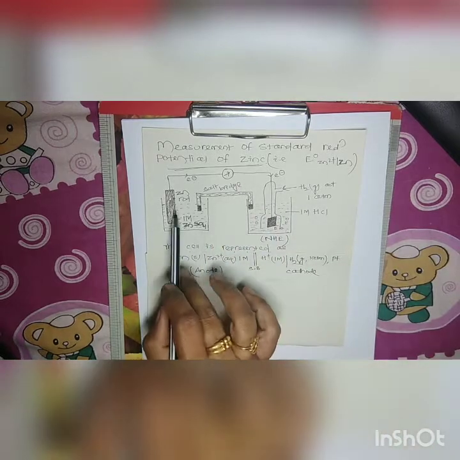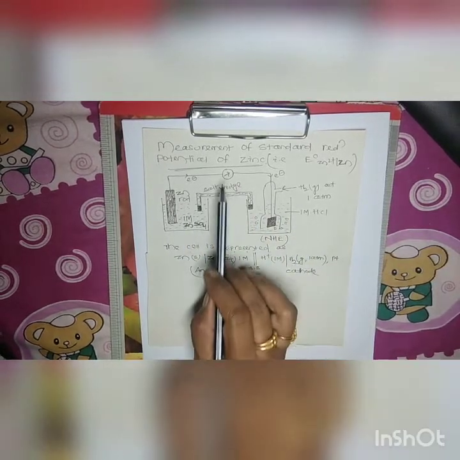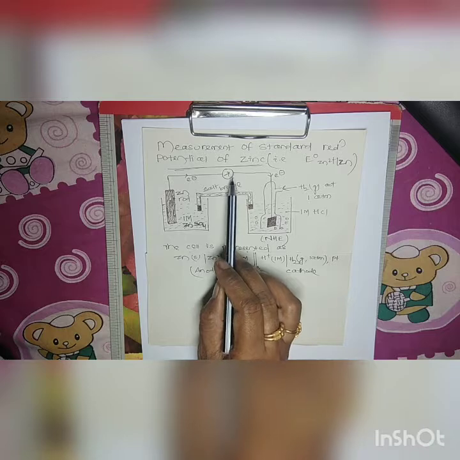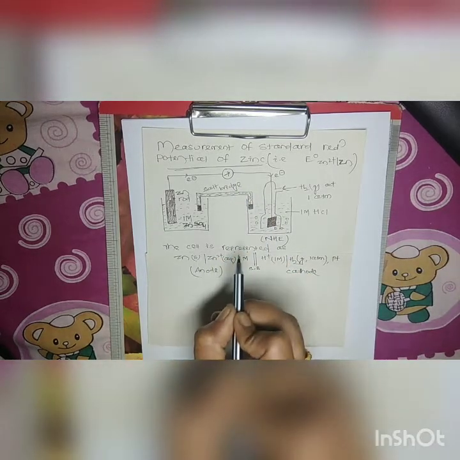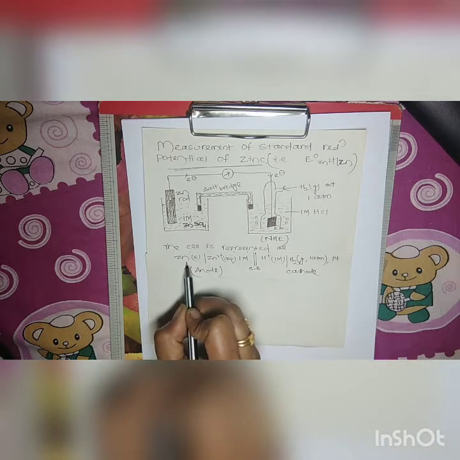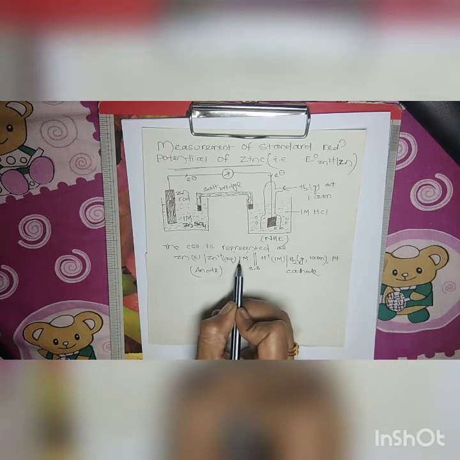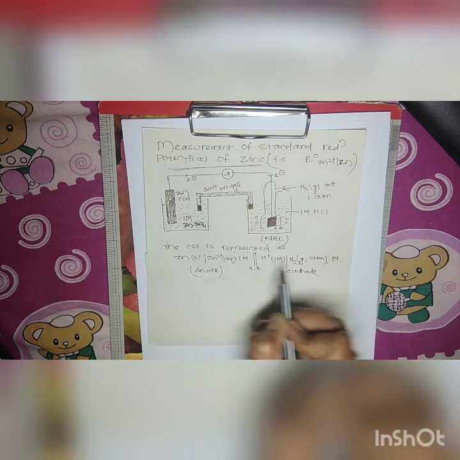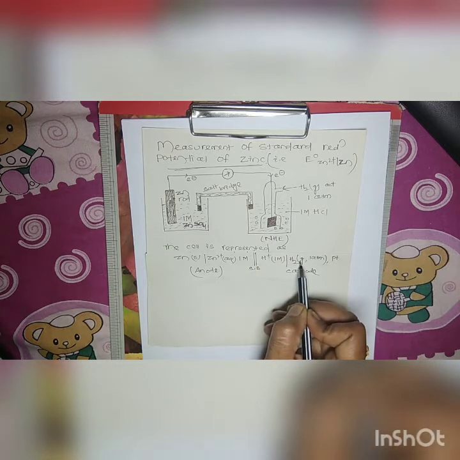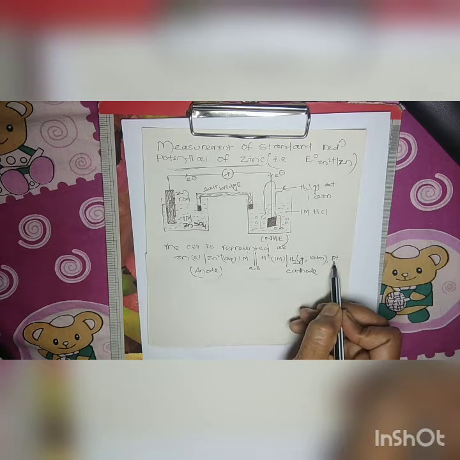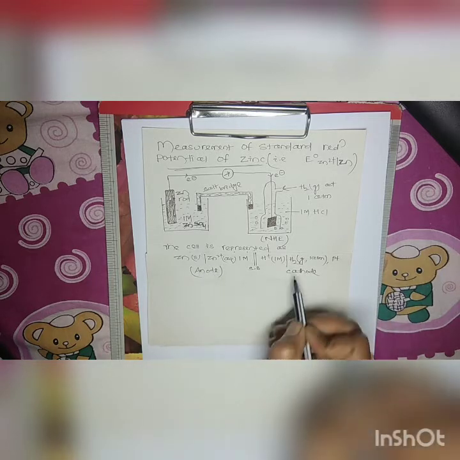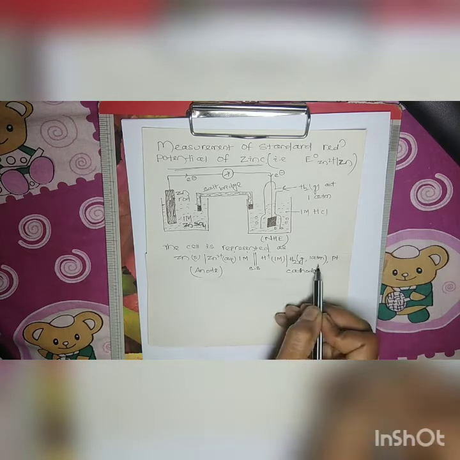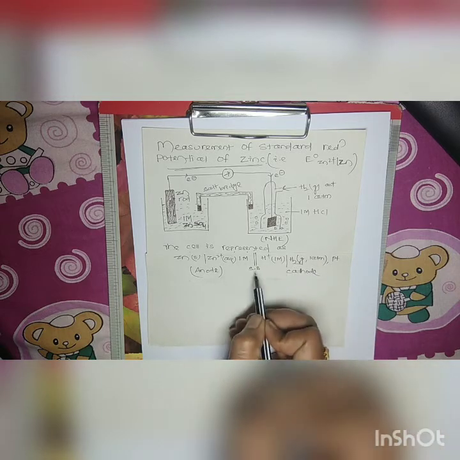I am repeating, when the entire setup is completed, the galvanometer is showing a deflection of 0.76 volt. This is the experimental value. The cell is represented as Zn | Zn2+ (1 molar), then the salt bridge in between, then H+ | H2 gas at 1 atmosphere pressure, and the platinum electrode. So this is representing the anode area, this is representing the cathode area. Anode and cathode are separated by the salt bridge.